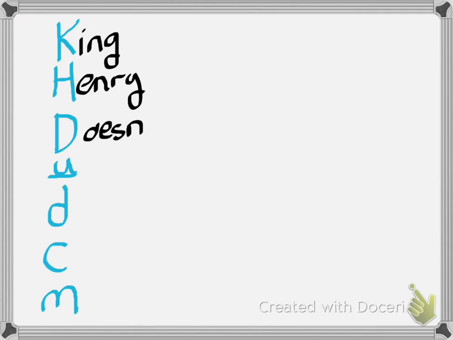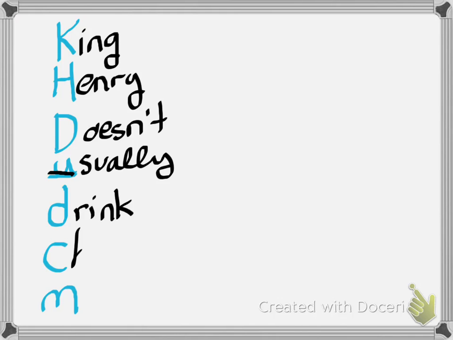So for the metric system, the order that they go is King at the top, Henry, doesn't, usually, and this is underlined for a reason, drink, chocolate, milk. King Henry doesn't usually drink chocolate milk.